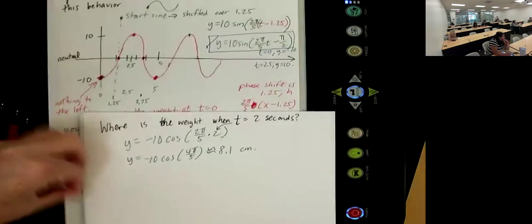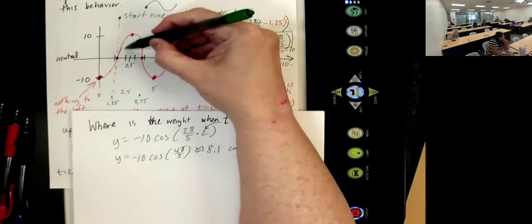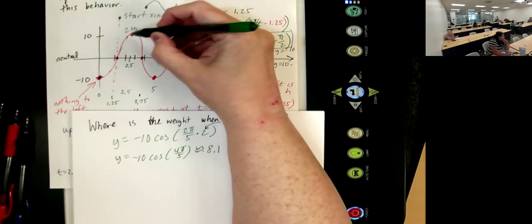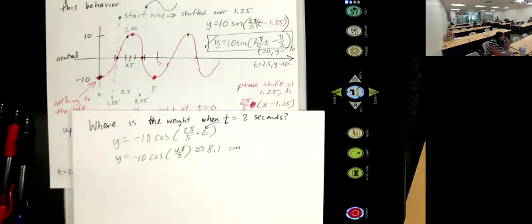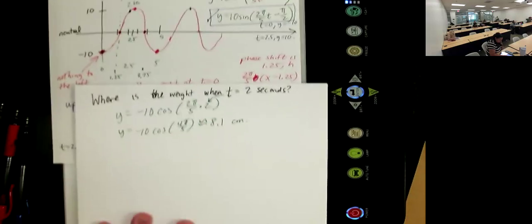Does that look about right on our graph? At t equals 2, we're right here. So that's a little bit below 10, that looks about right, assuming I had a better graph, like I drew better. And we can find the frequency.